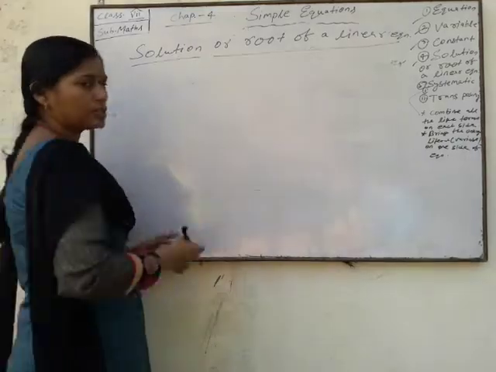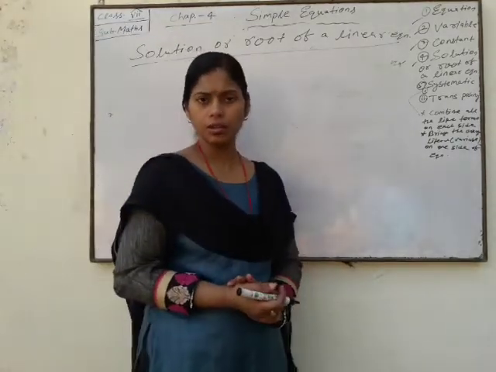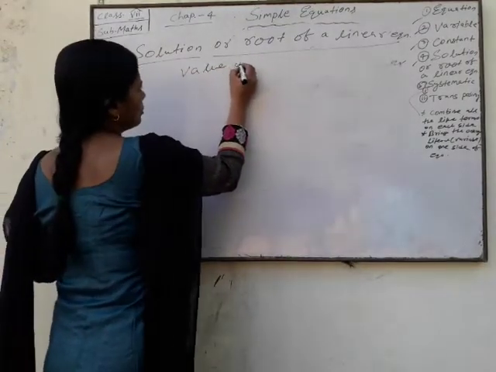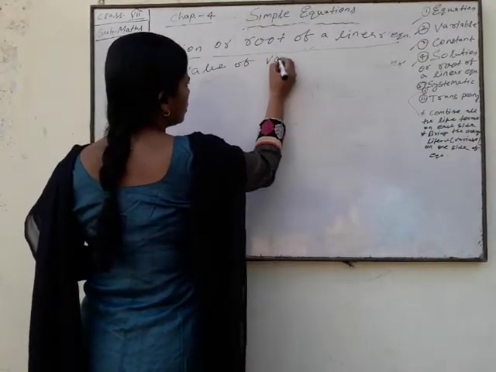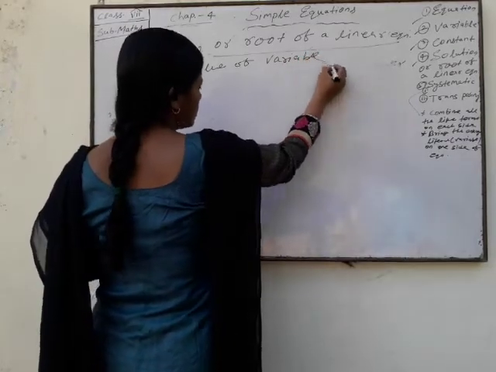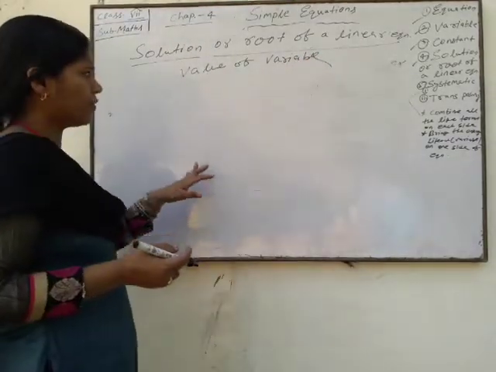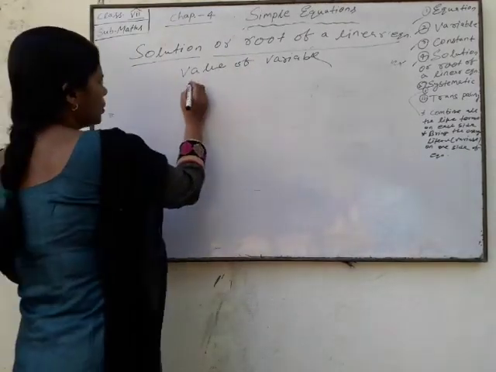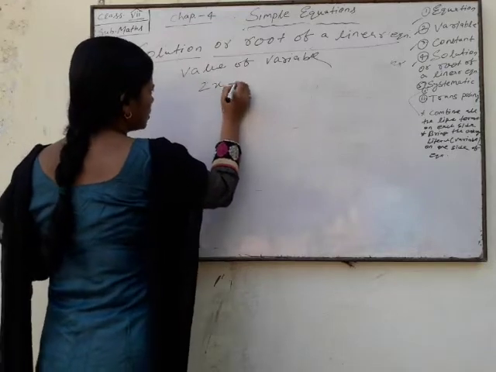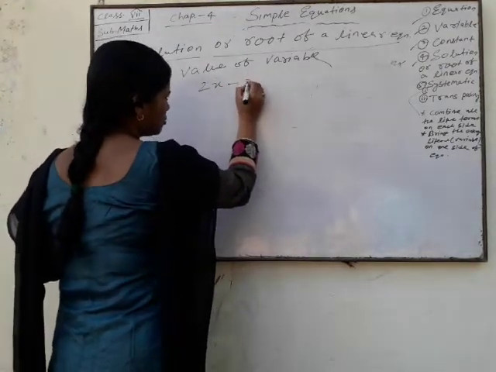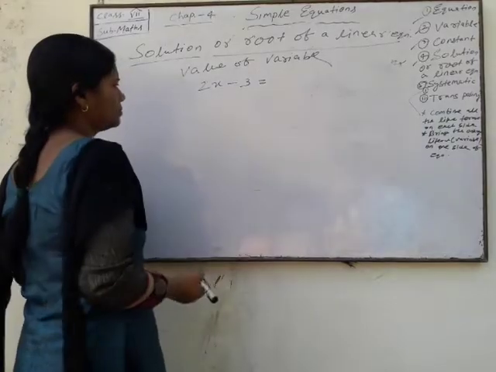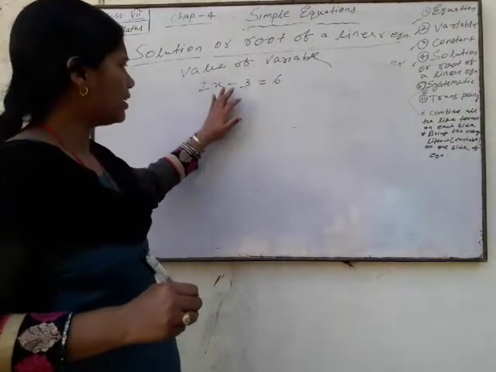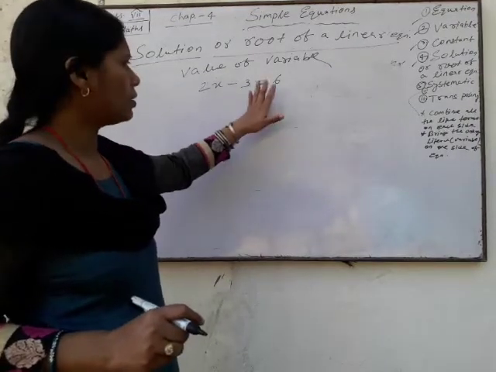Another name for it is the root of the equation: the value of your variable which satisfies the equation. Suppose that your equation is 2x minus 3 is equal to 6. 2x minus 3 is equal to 6.